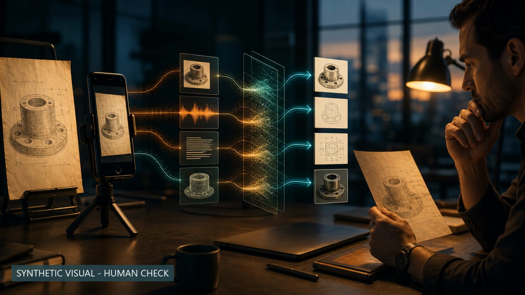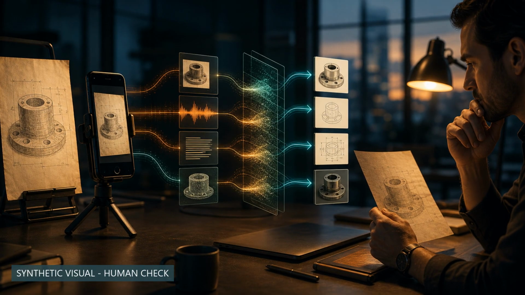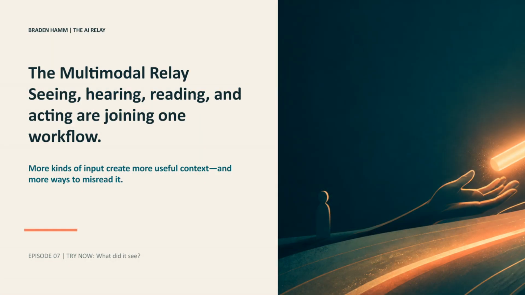The work we care about does not arrive as text alone. It can arrive as a photograph, a diagram, a meeting recording, a screen, a handwritten note, or a mixture of all of them. The multimodal relay is the move from one kind of input to several. That can shorten the translation loop. It can also create more ways for a system to misread what it sees or hears. So compare what each path perceives, what it misses, and how much repair remains.